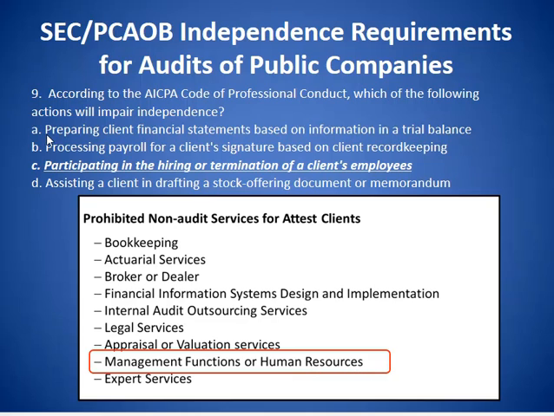If we take a look at A, it says preparing a client's financial statements based upon information in a trial balance. So the CPA firm is just compiling information to prepare financial statements. They're making no management decisions. Also, the CPA firm, in this case, for B, would be processing payroll for a client's signature based upon the client's record keeping. So all the CPA is doing is providing a processing service. And D, assisting a client in drafting a stock offering document or memorandum.